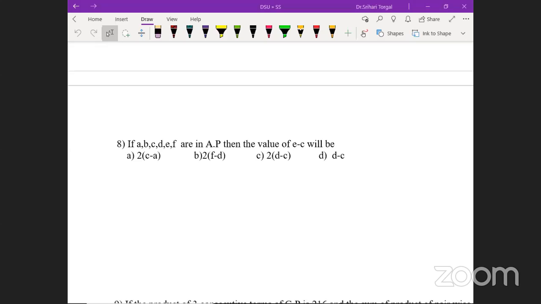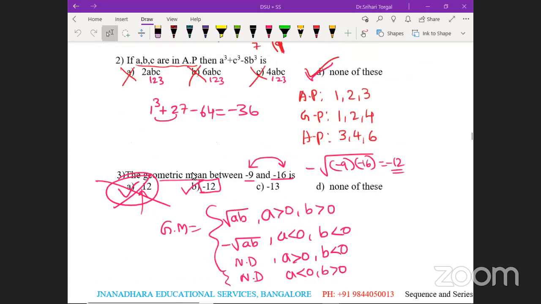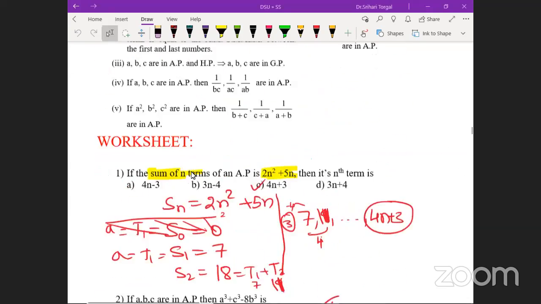Yes, we'll continue with the last session, that is sequence and series. These problems are over.